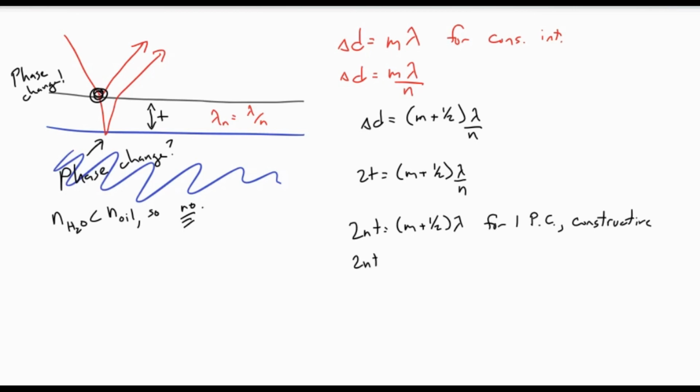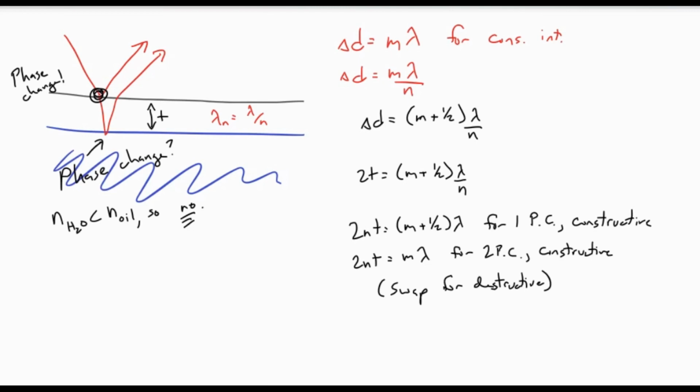Now, if you had two phase changes, that's the same thing as no phase change at all when it comes to difference in wavelengths, right? You shift it by half, you shift it by half again, you're back in phase. Now, if you want destructive interference, you would swap that 1/2 out for a 0. If you had two phase changes, but you also wanted destructive interference, that would swap that 1/2 back in.